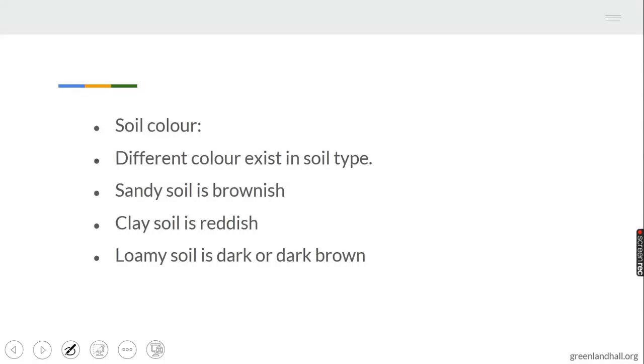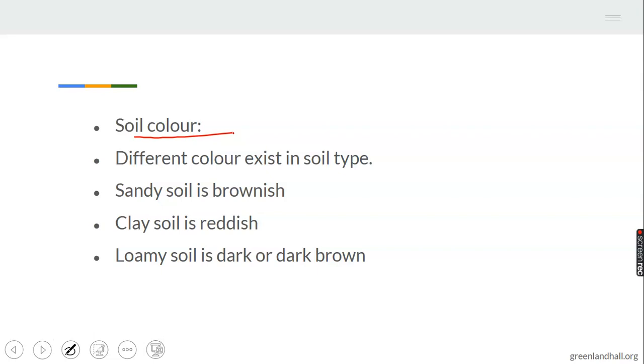We have soil color. Different colors exist in soil type. It varies from one soil to another. We have brown, black, red, and yellow color. Take note of that. Black and dark soil are known to contain more nutrients, while red or yellow soil are poor in nutrients.